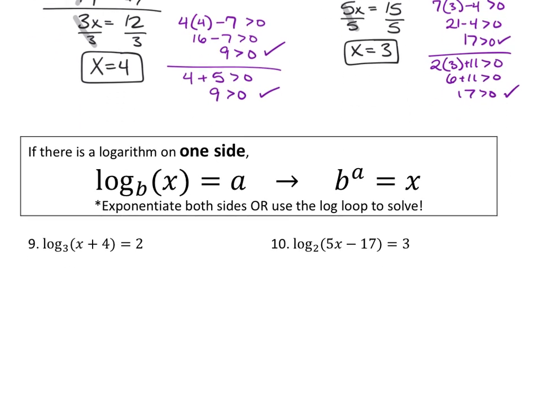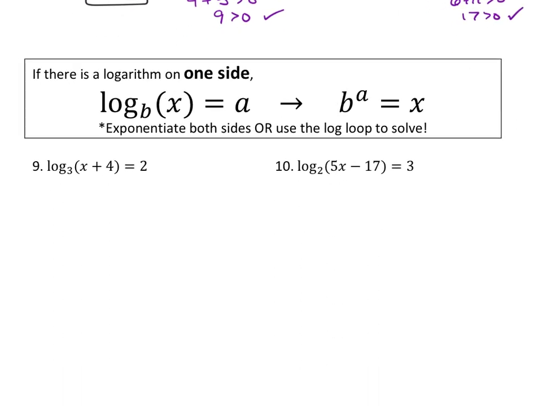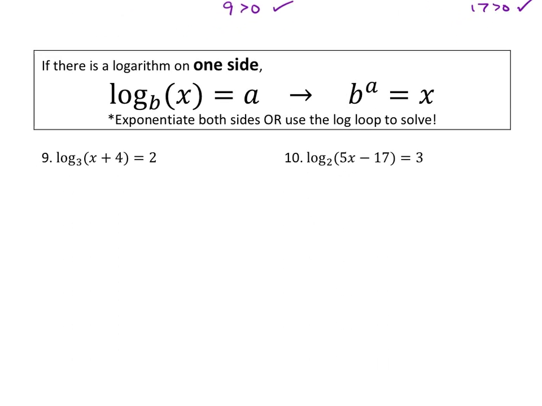The rules are still sort of similar to how they were for exponentials, and there's 2 ways we can do this. The instructions here say exponentiate both sides or use the log loop. We're going to use the log loop because that's what we've been practicing with. If you Google that word exponentiate and want to do that method, that's fine. I can show you what it is. But I think the log loop is a little bit more simple.